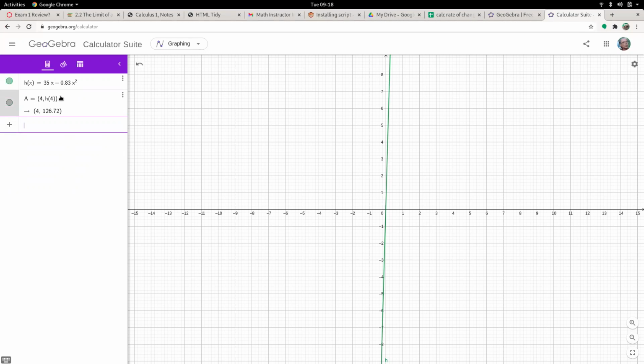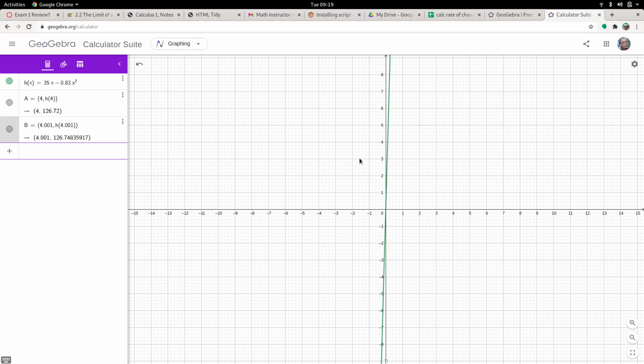in Desmos too, and then maybe the other point I plotted was 4.001, I think was the last one I did, comma h of 4.001. Did I get the x values to match? Looks like it.